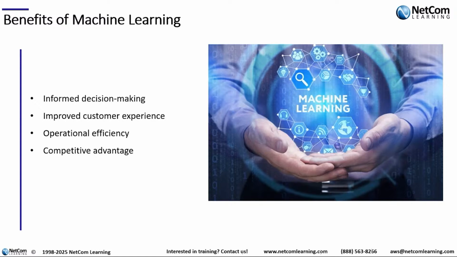Next, we have improved customer experience. So machine learning can power recommendation systems. It can do personalized marketing. It can even work with responsive chatbots for online websites. And these tools help businesses engage customers more effectively by predicting their needs and preferences. Now, the third benefit here is going to be operational efficiency. Machine learning automates repetitive tasks and optimizes workflows across departments. And this results in reduced costs, faster processes, and fewer manual errors.